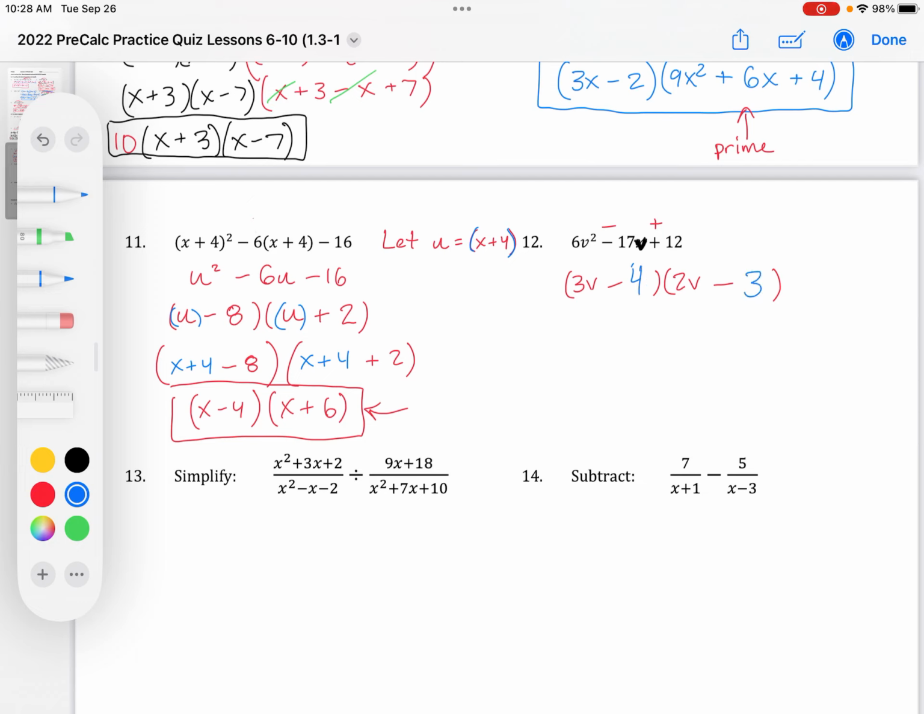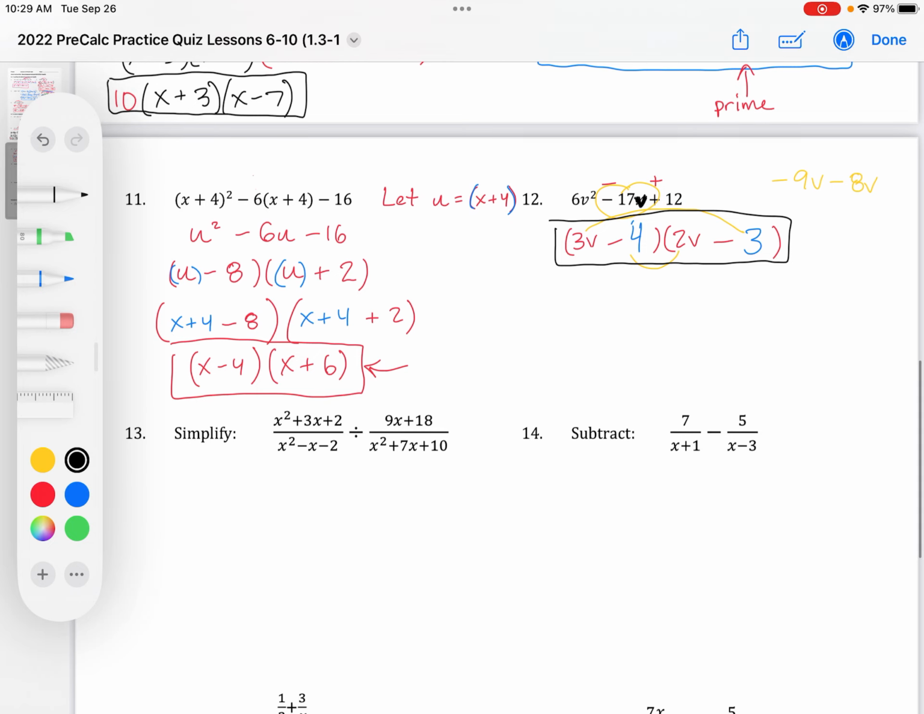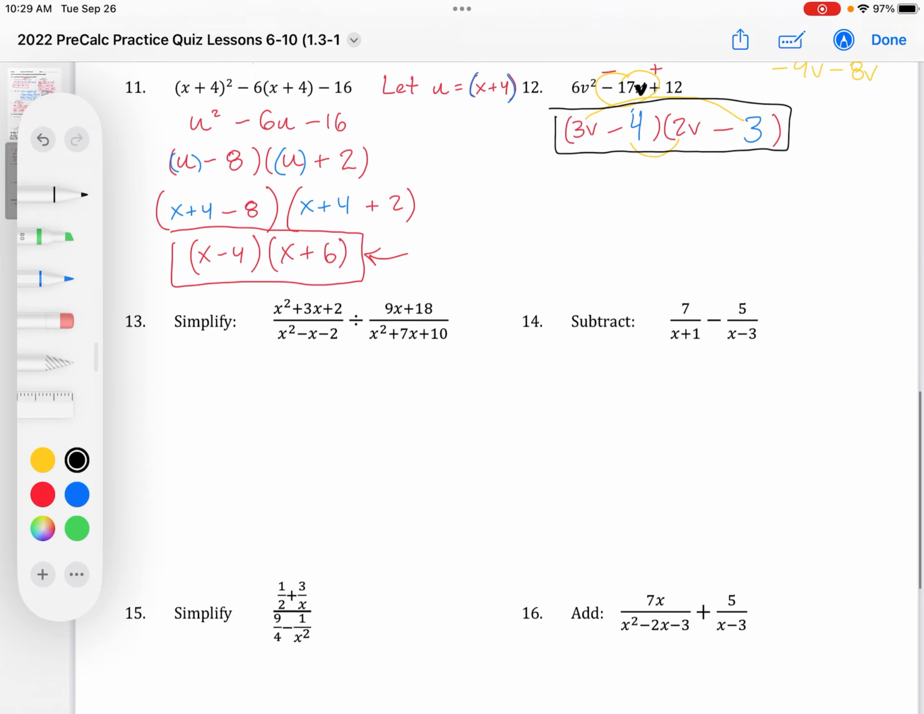Now let's try it. So if I FOIL now, I get minus 9v minus 8v. And hey, that's going to give me my minus 17v in the middle. So that right here is the correct answer. All right. And again, if you don't like guess and check, you can do those other methods like split the middle or slide and divide. But if you want help with those, you'll have to see me outside of this video.